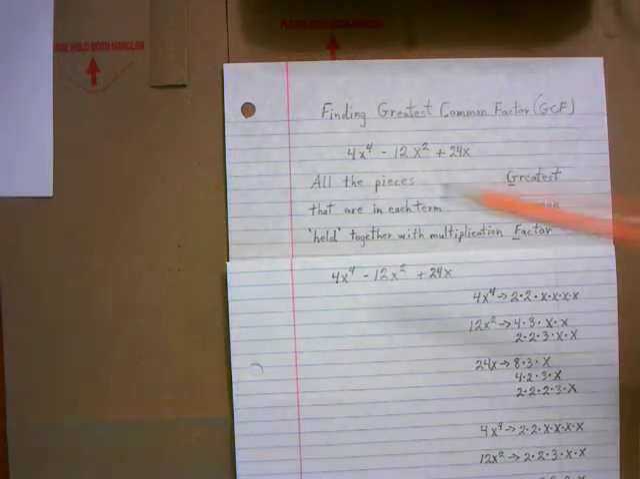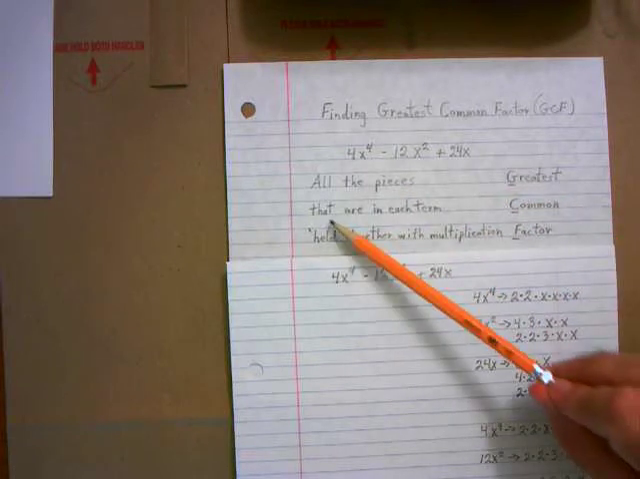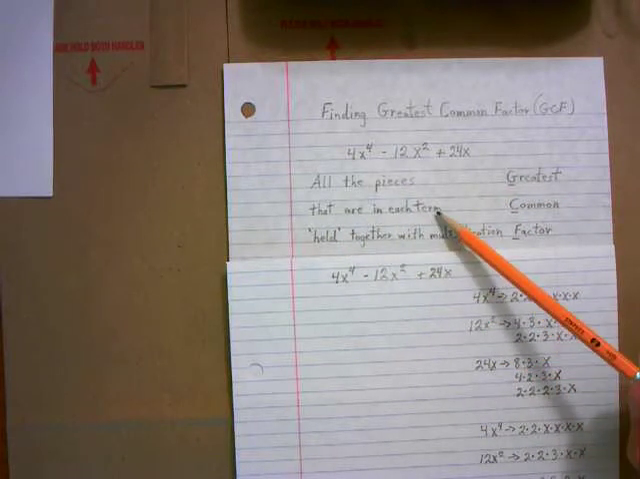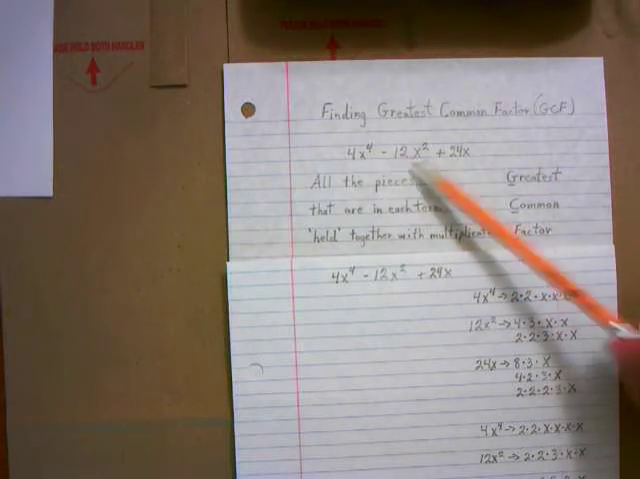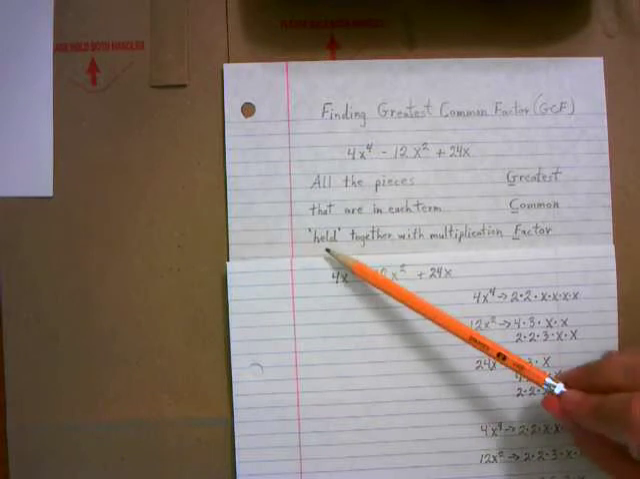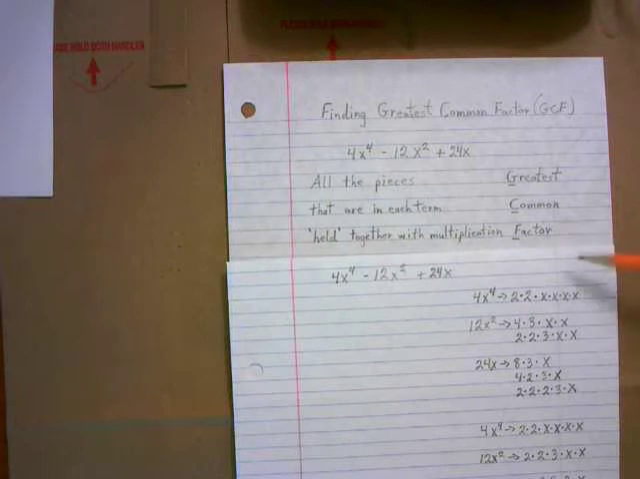We're going to find all the pieces, here's our greatest, that are in each term. There's common, the pieces we pick have to be common to every term, and they're held together, you could say, with multiplication. And there's where we use the word factor. And that's why what we're about to find is called the greatest common factor.